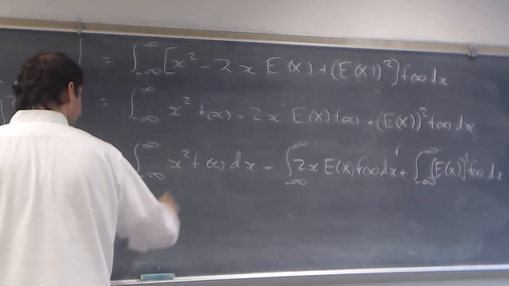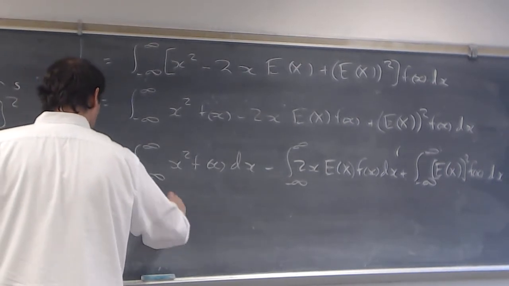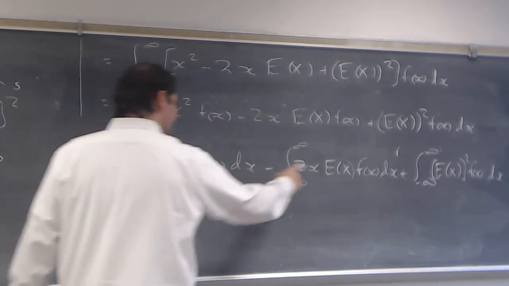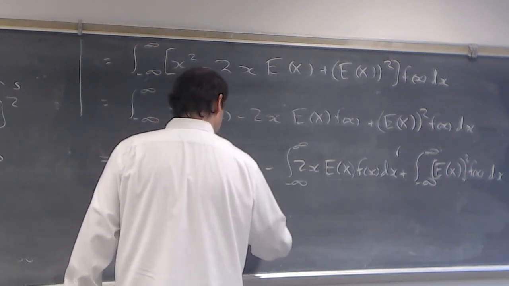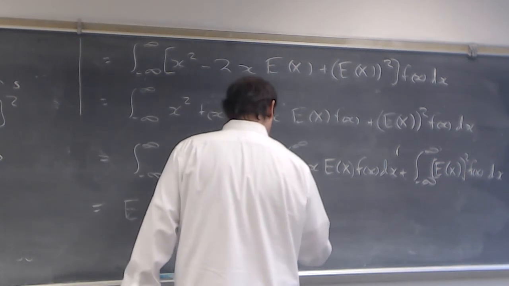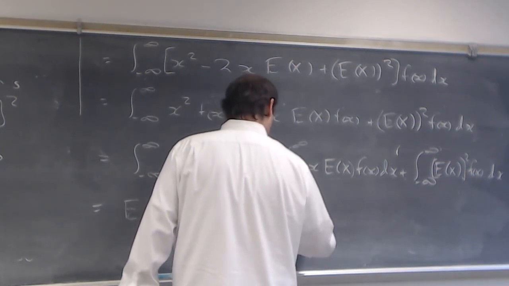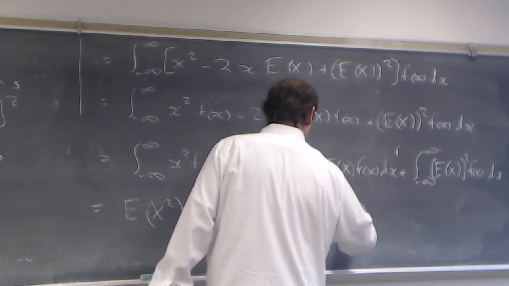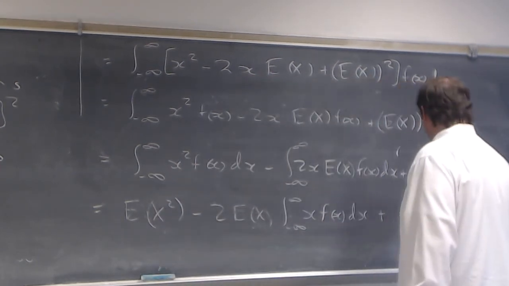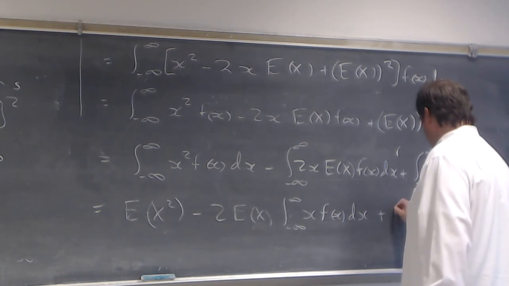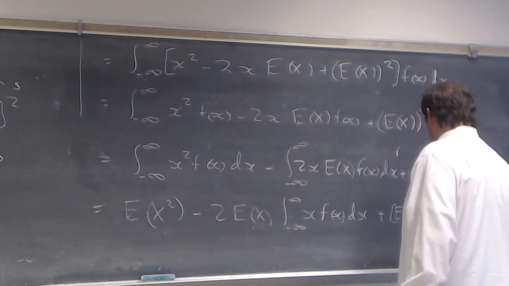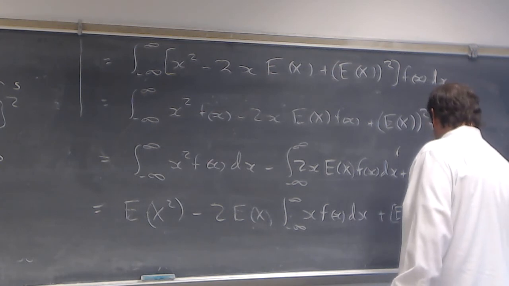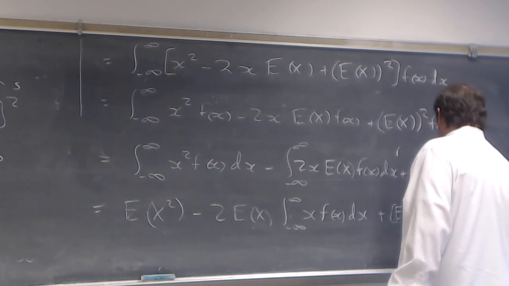This is equal to, this first integral is the expected value of x squared minus, the expected value of x is constant, so it's 2, so I pulled it out of the integral. This becomes the integral from minus infinity to infinity of x f of x dx. And that's plus, here, the expected value of x to be squared is going to be a constant, so I can pull it out. Integral from minus infinity to infinity of f of x dx.